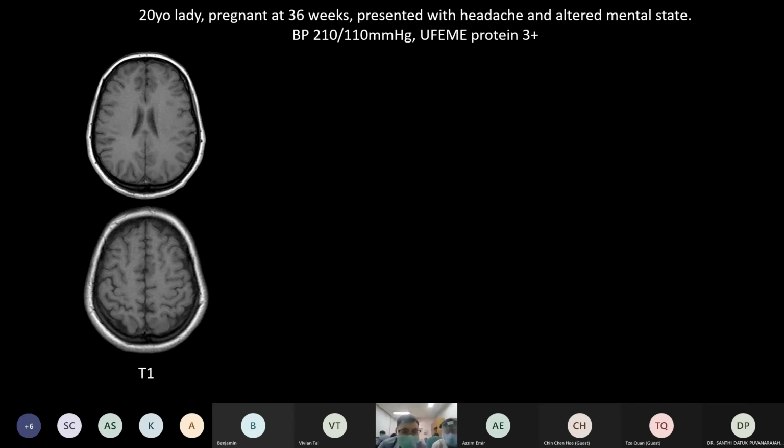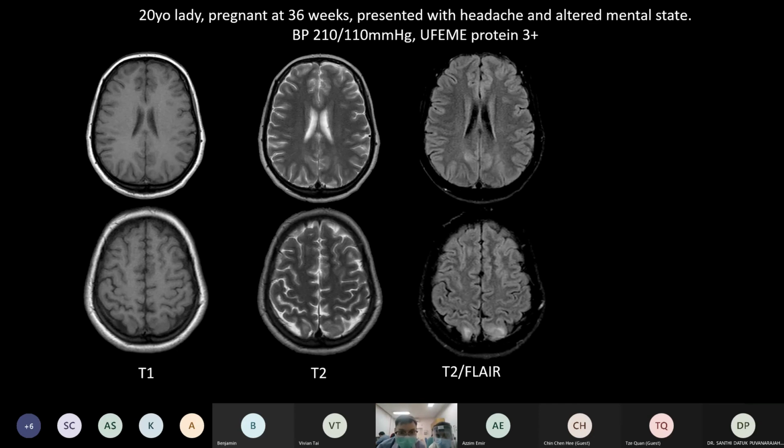So this is a 20 year old lady who is pregnant, 6 weeks, presented with headache and altered mental state. The BP upon arrival to the emergency was 210/110, and urine shows proteinuria. So very typical and very classical history. But sometimes we also get this when we cover referral from the O&G. So this is what the MRI shows. Based on this history, we are thinking of PRES, okay? Because the patient has preeclampsia, and the BP was also high, and the patient has a headache as well as fluctuating GCS. So these are all the sequences of the MRI.